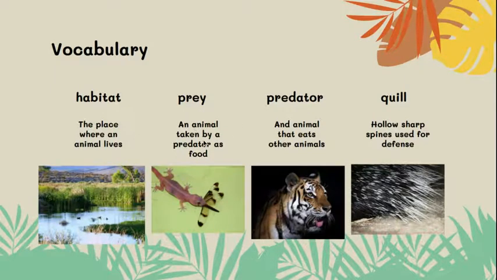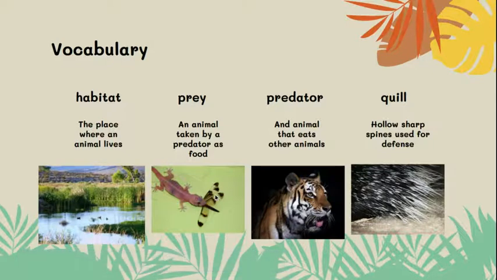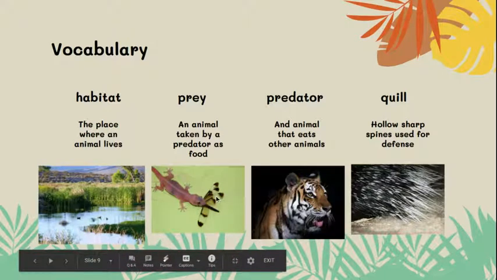Prey is an animal taken by a predator as food. So it looks like this little guy has a dragonfly as its prey. Lots of animals have prey. They hunt for prey. That's what they use for food, and they hunt for that animal or prey.